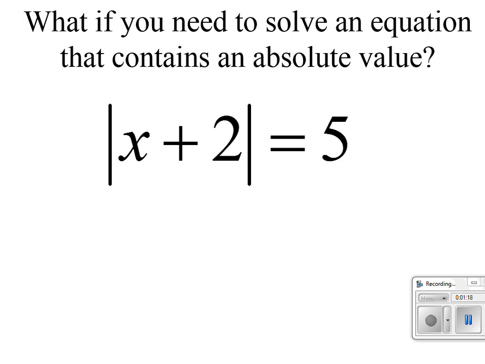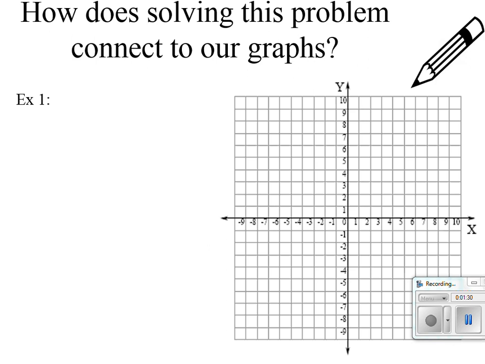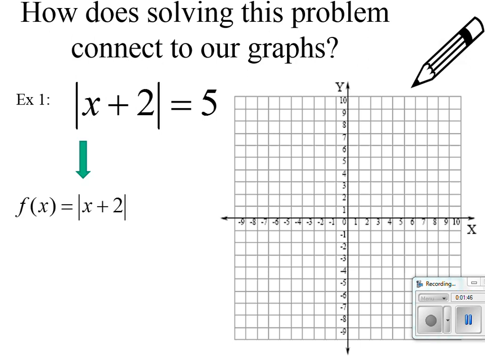But what if I need to solve an equation that contains an absolute value and I don't know how far it is from either side of that number? What we're going to do is make a connection using graphing, because we know what graphs look like. So I need you to write this down in your notes. We have the absolute value of x plus 2 equals 5. We're going to start out with the function absolute value of x plus 2. So let's graph it.